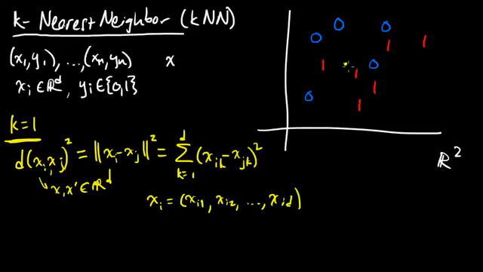We've got this point here, this is our new x, and the nearest point looks like probably this one here. So we would classify this as a 1. So the k-nearest neighbor algorithm for k equals 1 classifies this point as a 1. Now maybe if we had another point over here, it looks like this one's closest, so we would classify that as a 0.